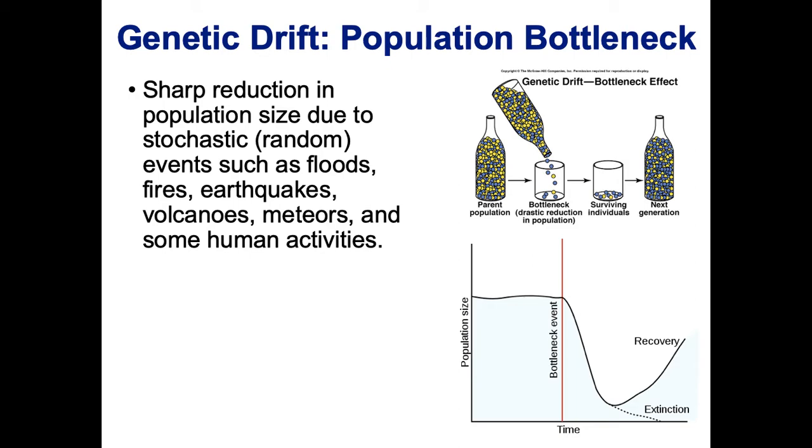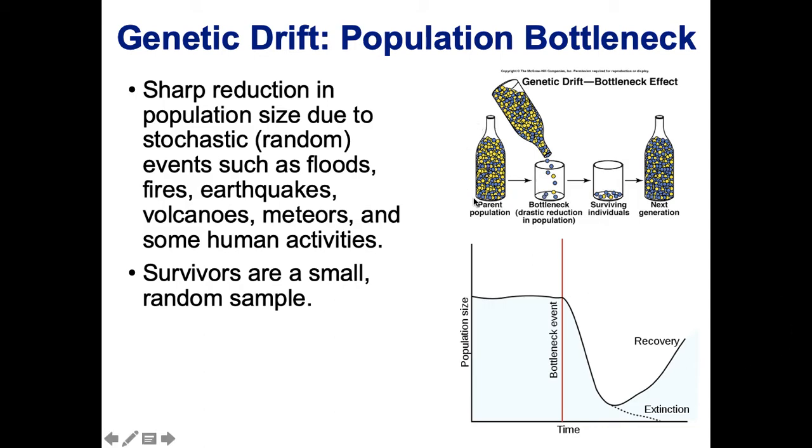So a flood wiped out most of the individuals, or there was a big fire and only a few individuals survived, or there was a volcano, those kinds of ideas. But it could be human activities. If people found a new population of some really desirable species that they wanted to hunt, there might also be a bottleneck effect. But the survivors are basically a small random sample from the larger population.